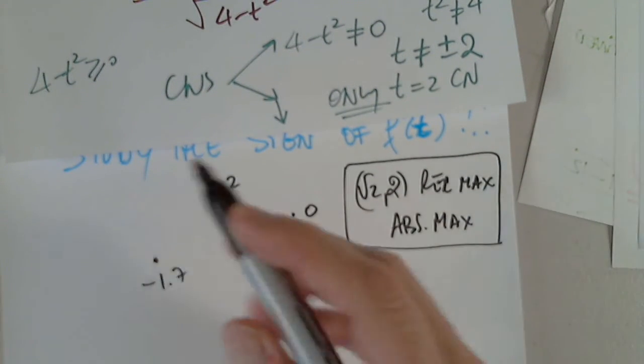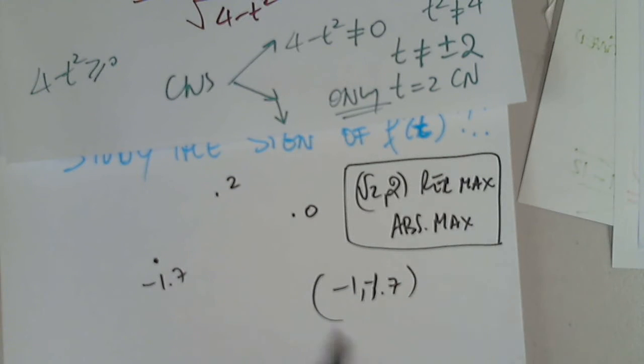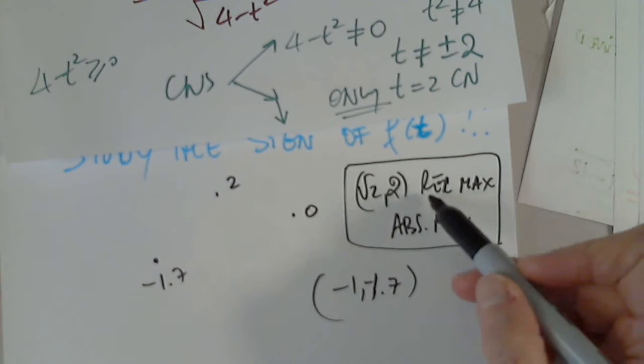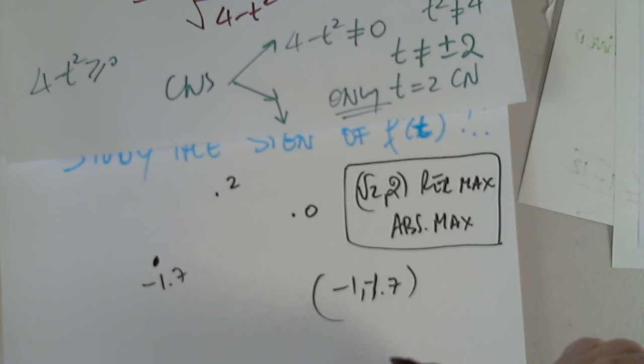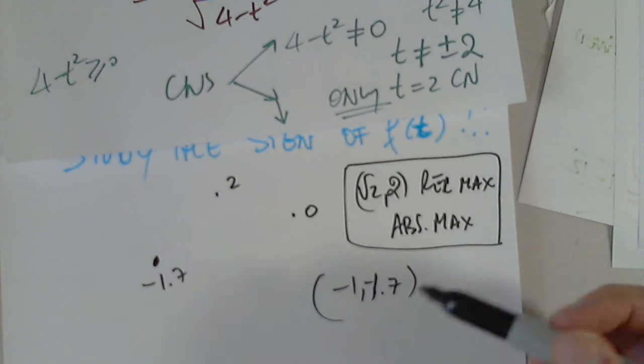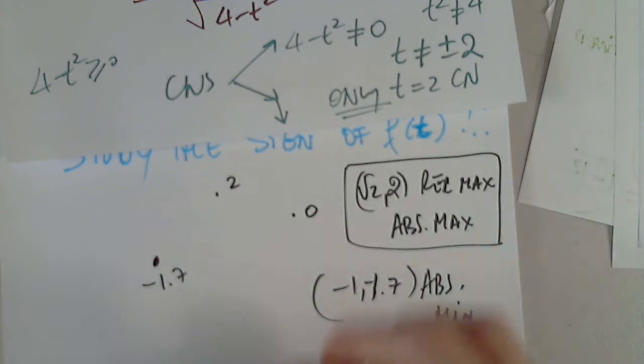What about this point, which is -1 comma -1.7? What is this point? It cannot be a relative min because it's at the end point of the interval. But it's an absolute min because there is no other point lower than it on the given interval. So this is an absolute minimum on this interval.